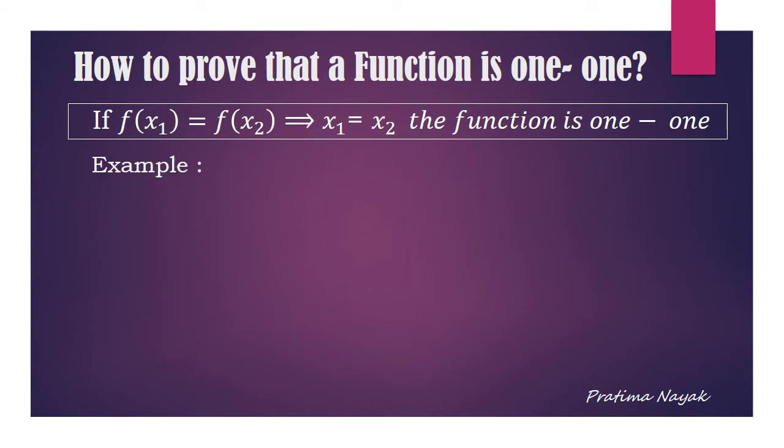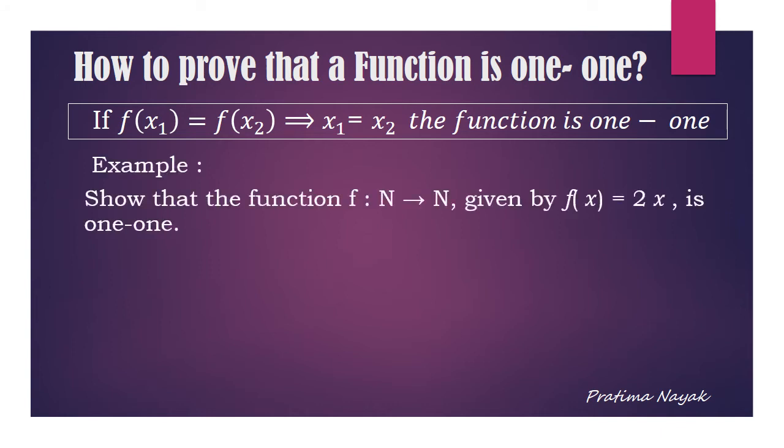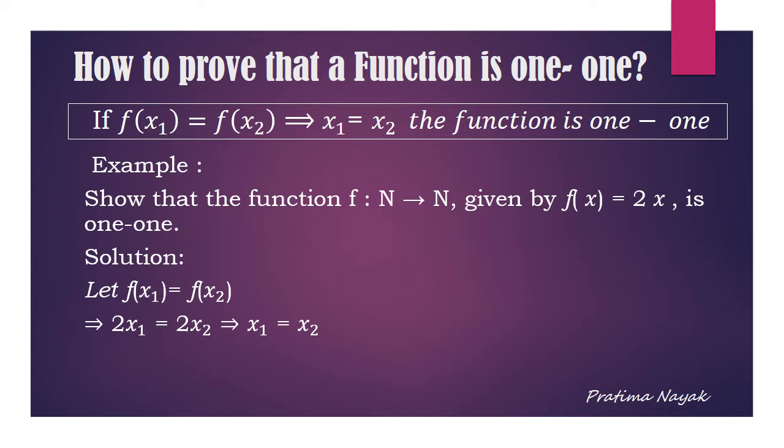Example. The function f defined from N to N, natural numbers, given by f of x equal to twice x, is one-one. While writing the answer, we'll proceed in the following way. We'll write, let f of x1 is equal to f of x2. Then in place of x, we'll write x1 and x2. So twice x1 is equal to twice x2. This implies that x1 is equal to x2. So the function is one-one.